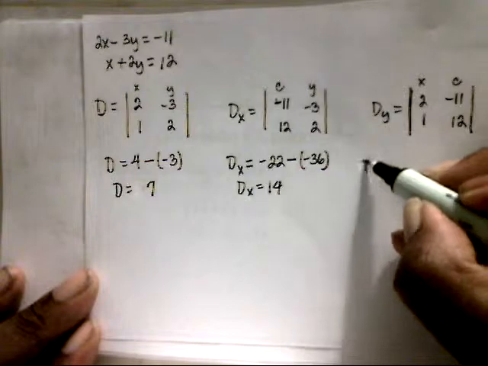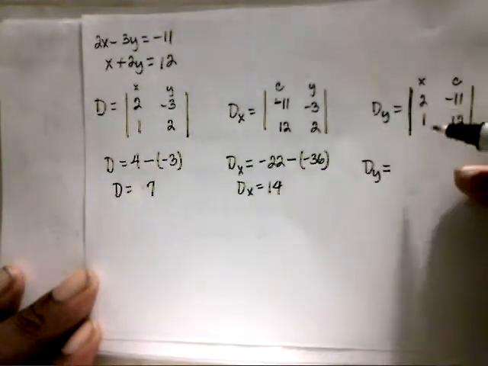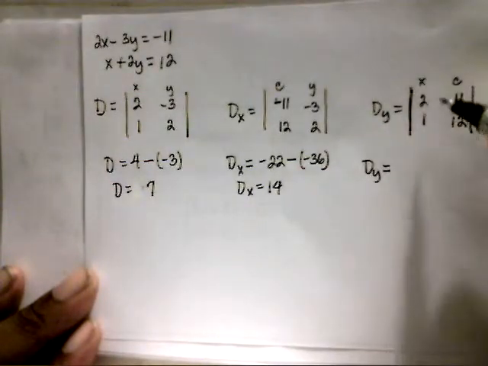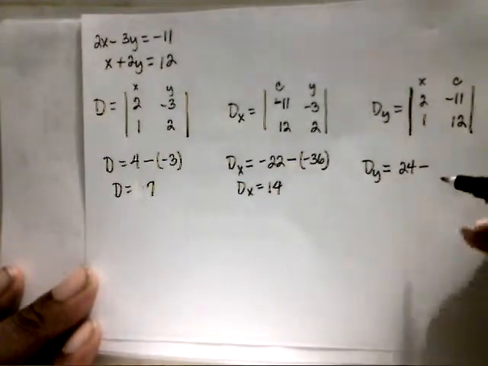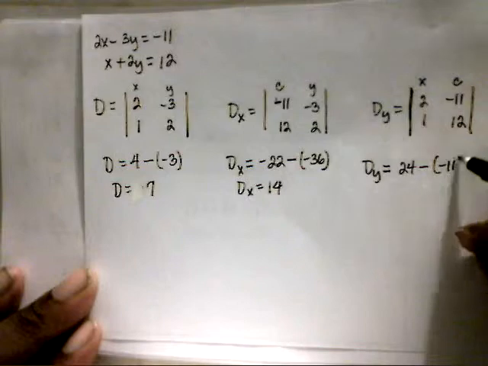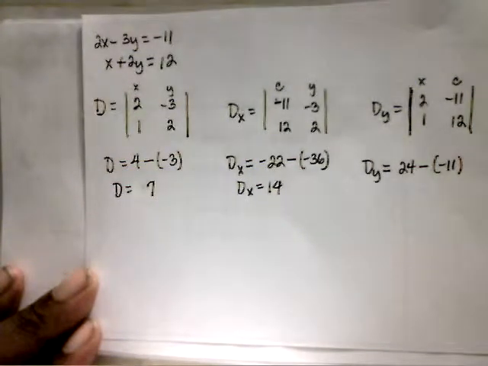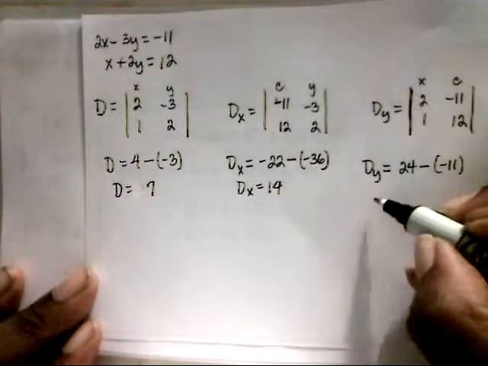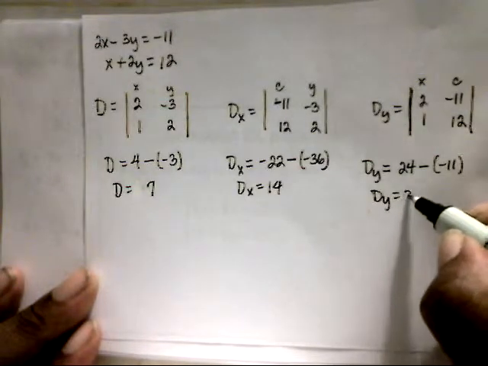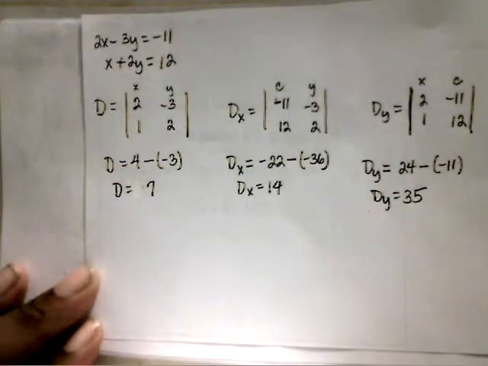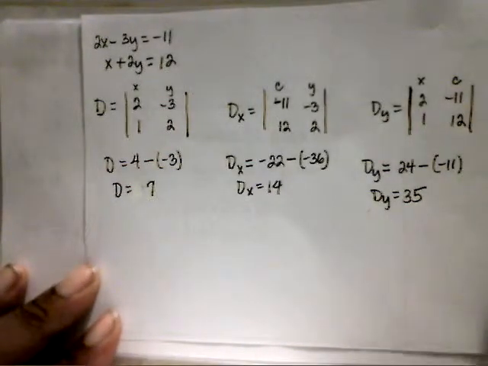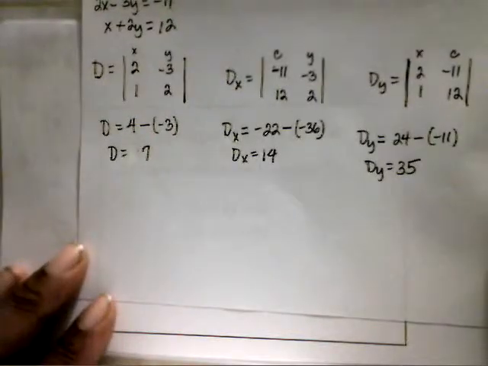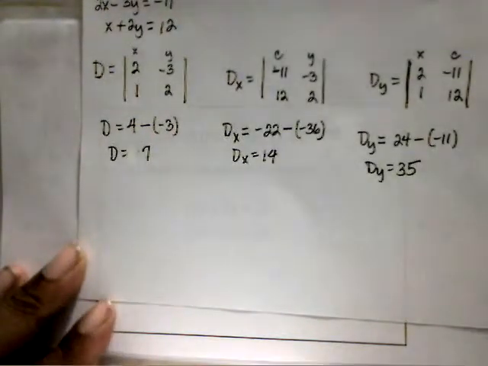Now d sub y, we do this diagonal. 12 times 2, that's 24. Minus 1 times negative 11 will be negative 11. Now 24 minus negative 11 will be positive 35. So d sub y will be positive 35. Okay? So now we have our determinants for d, d sub x, and d sub y. We can evaluate x and y.